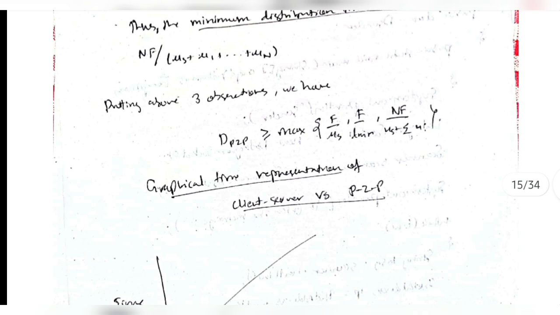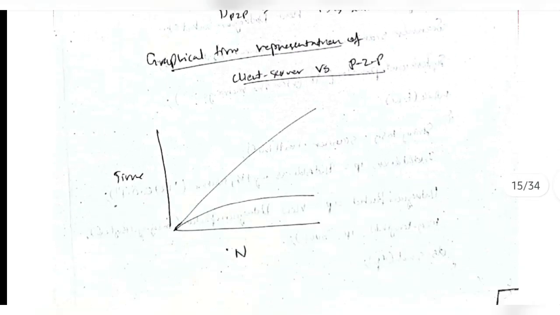So we have three observations here. This is for the server to upload the file. This is for one client to receive the file. This is for n clients to receive the file. The maximum time among these will be selected as the time required for peer-to-peer architecture. When this was carried out as an experiment for different values of n and the time, this was the result: this for the client-server architecture and this for the peer-to-peer architecture.